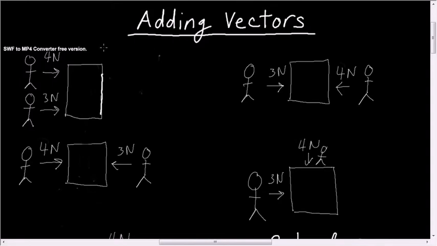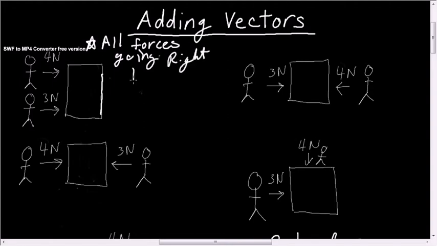So in this example, I'm going to say that all forces going right are positive, and all left are going to be negative. Okay? So this will make a little more sense in the examples.